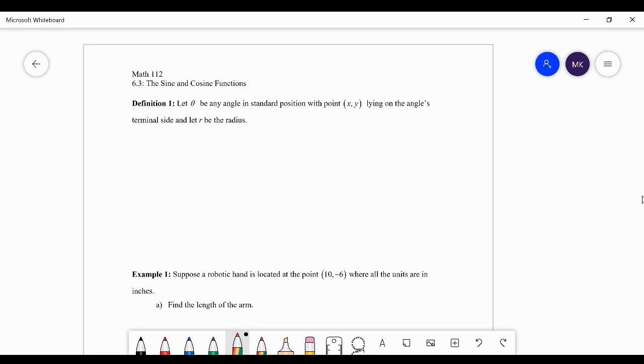So we're going to talk about sine and cosine functions. Last class we talked specifically about all the trig functions on right triangles. But this time we're going to talk about sine and cosine functions in a more general sense. To do that, we're always going to be talking about angles in standard position. As it says, let theta be any angle in standard position. That's an important thing here.